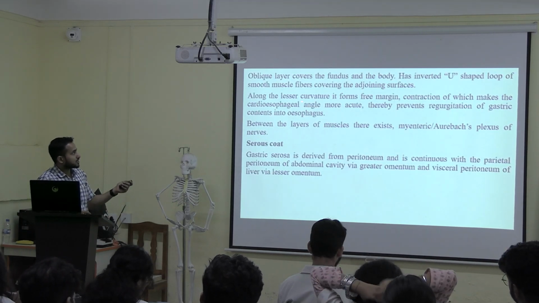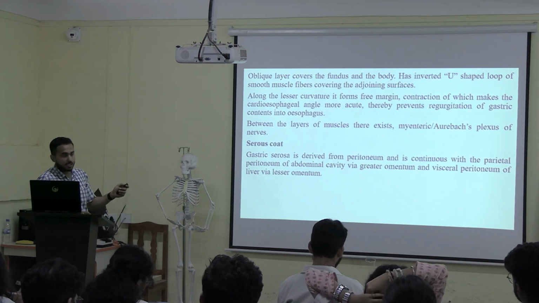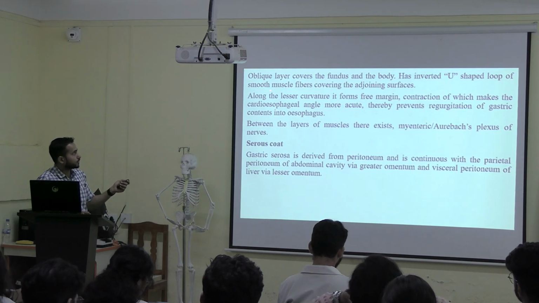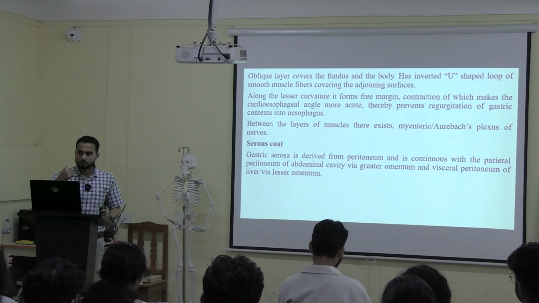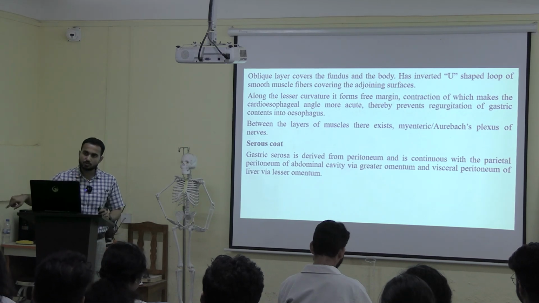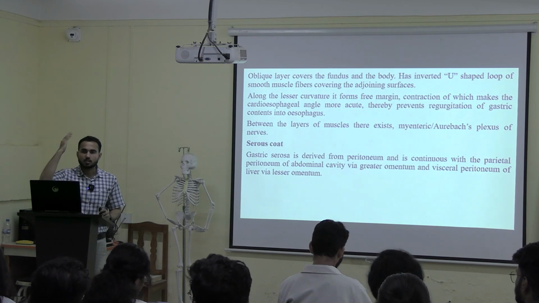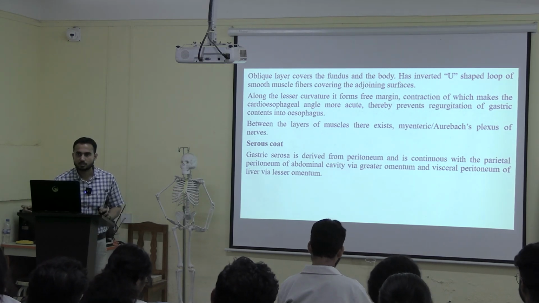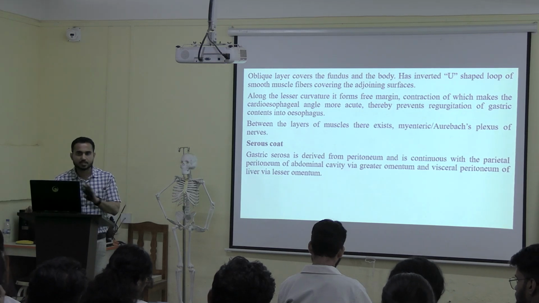Now another modification is also there, that is the oblique layer which is covering the fundus. It will form an inverted U-shaped loop covering the adjoining surfaces. Now iska function kya hai? Whenever we are swallowing something, once it goes into the stomach, peristalsis takes place in the stomach also. After that it is going into the duodenum. Regurgitation is not taking place. That means it is not going in the opposite direction into the esophagus. Sometimes if any abnormality occurs, it can take place, but generally ऐसा नहीं होता है.